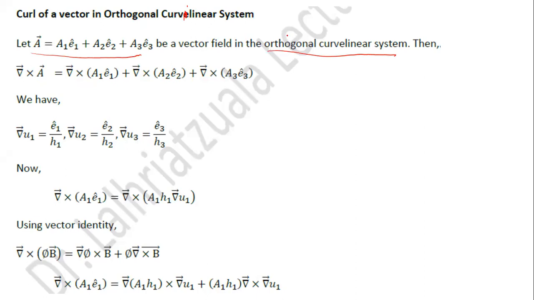Orthogonal curvilinear coordinate system, we have discussed that e1 dot e2 is 0, or e2 dot e3 is 0, or e3 dot e1 is 0. So the tangential unit vectors are at 90 degrees. The product between them is 0. That means the coordinate curves corresponding to the coordinate variables u1, u2, u3 intersect each other at 90 degrees. That is what we mean by orthogonal curvilinear coordinate system.